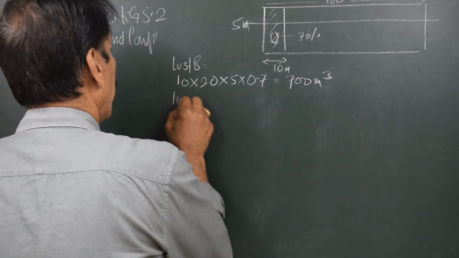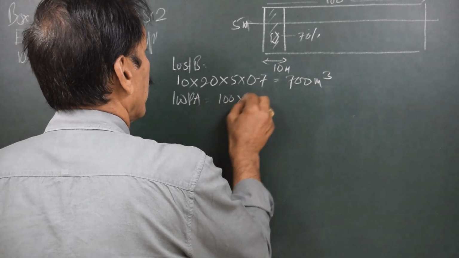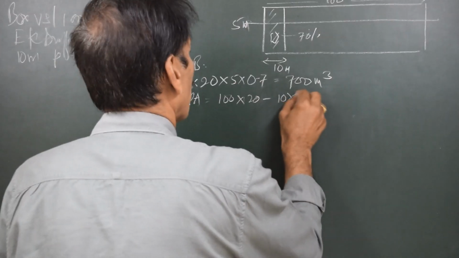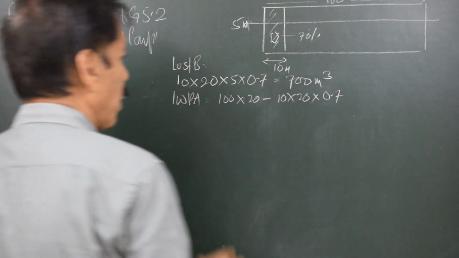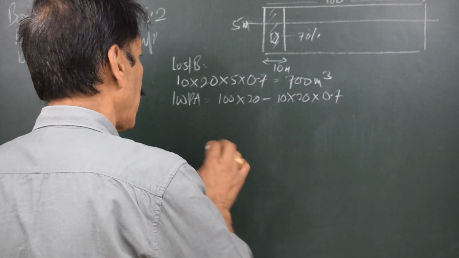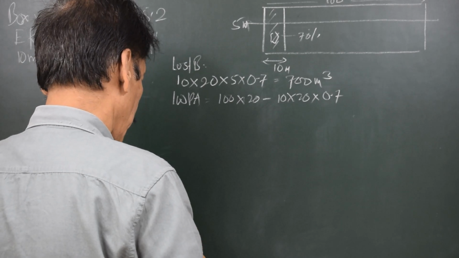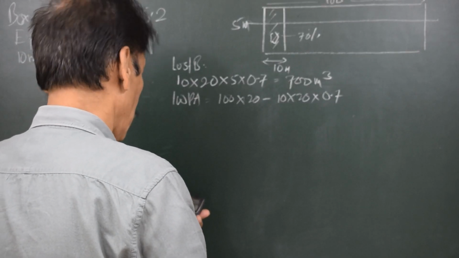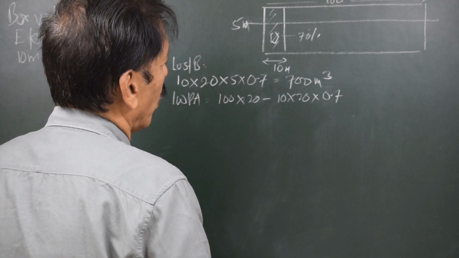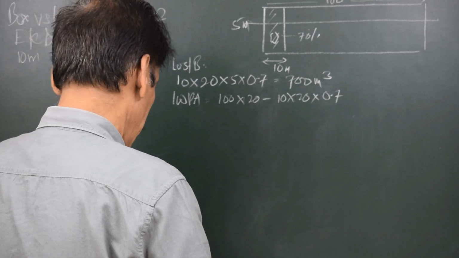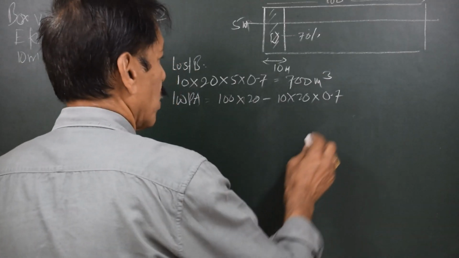Now intact water plane area is total minus lost. So that is 100 into 20 minus 10 into 20. Loss is to be always multiplied with permeability. Permeability goes with the loss. And we always find the present value as total minus lost. So that becomes 2000 minus 140. That gives me 1860.